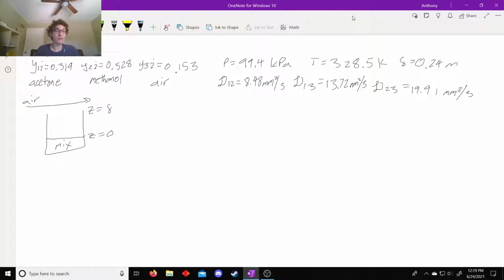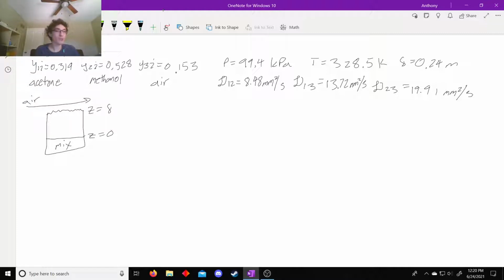So this time around we actually have a pretty cool problem here. We have an open container, and inside the container is a mixture of acetone and methanol. Now over top of this container we have air blowing, and there's actually a screen on top of this container, and this prevents any turbulence from the air inside the container. So we don't need to worry about any of that.